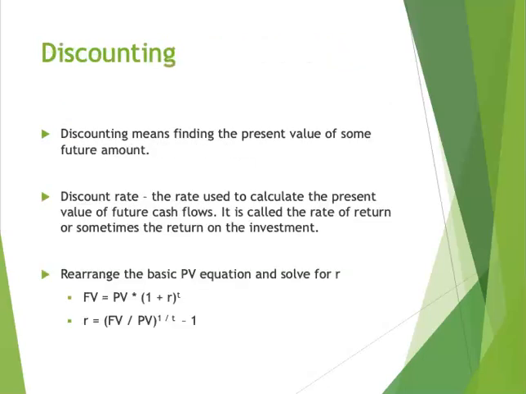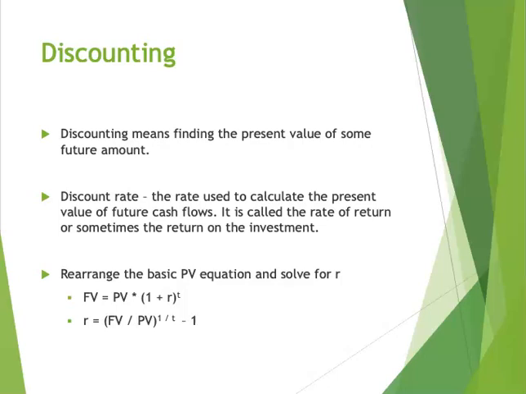Now let's look at what discounting is, or basically what the interest rate is. Discounting basically means that you're trying to find the present value of a future amount. And the discount rate is the rate that is used either to calculate the present value of future cash flows, or to calculate the future value of present cash flows. Basically, it's either multiplying by the discount rate or dividing by it. It's also called the rate of return, the return on investment, and so on.